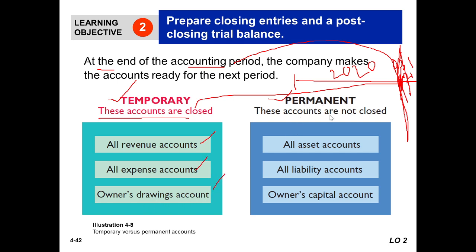And these are the permanent accounts. These accounts are not closed. These are all asset accounts, all liability accounts, and the owner's capital account. We should not close the permanent accounts, but we must close these three types of temporary accounts. Then we are ready for the next period.